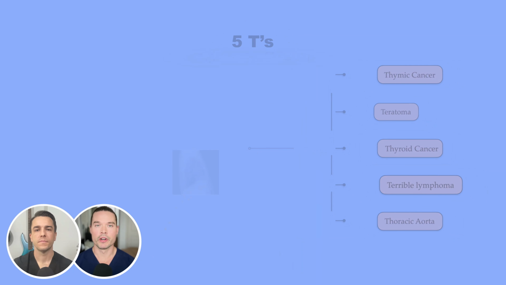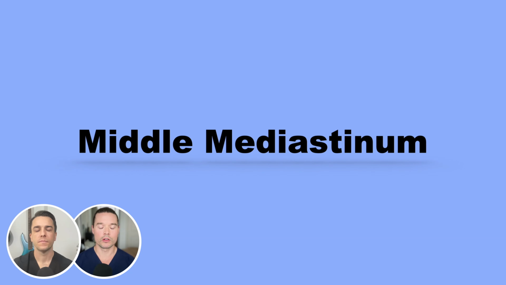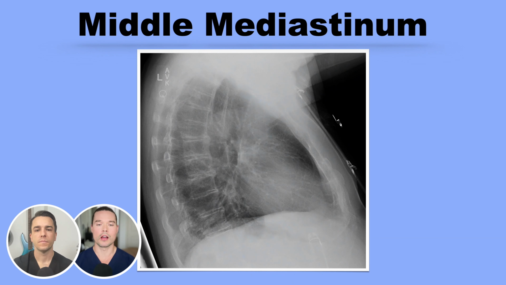Let's move on to the middle mediastinum. We're going to go right to our lateral and we're going to draw our lines for you. So remember, that first line is anterior to the trachea behind the heart. And that second line is a line drawn 1 centimeter behind the anterior edge of the vertebral bodies.